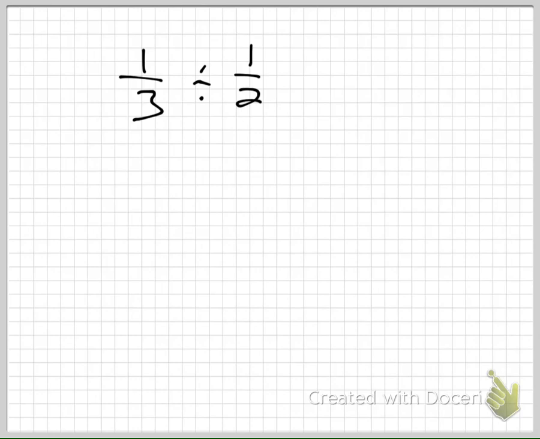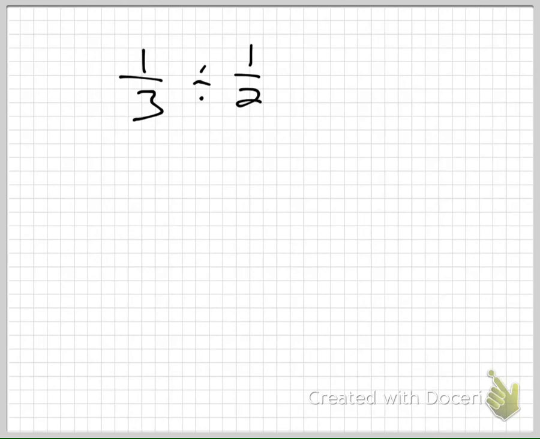How do you divide fractions? The answer is you don't. You never divide fractions, right? What do you do? You flip and multiply.